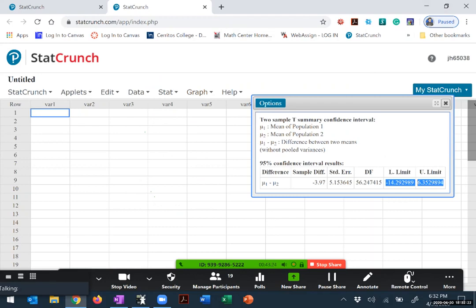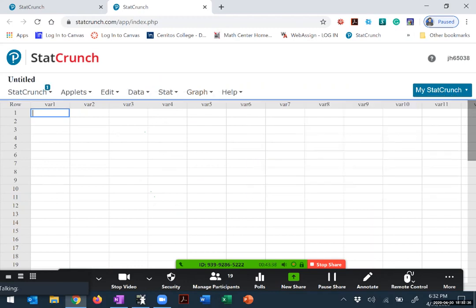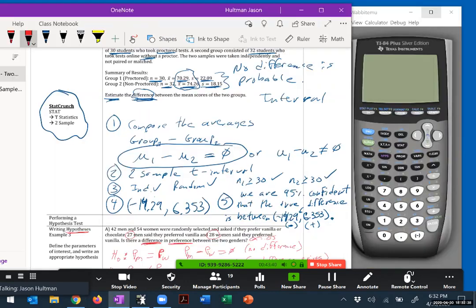Okay, same results as before. Now, we really only care, is 0 a part of this interval? Yes, then there's no significant difference. No significant difference between the two populations.